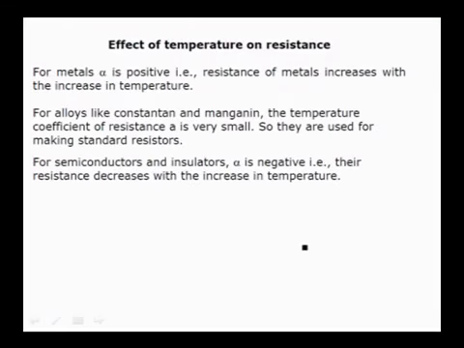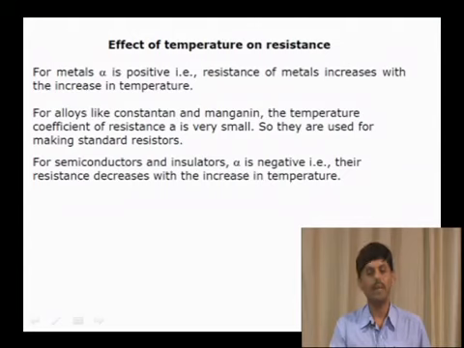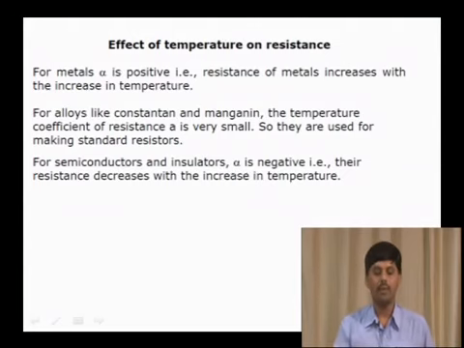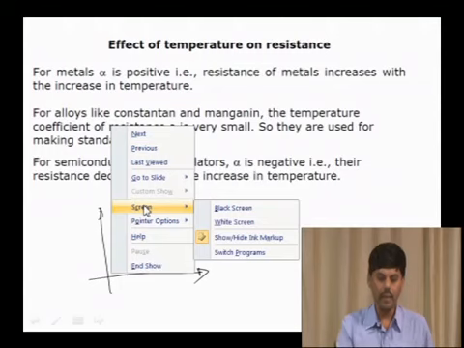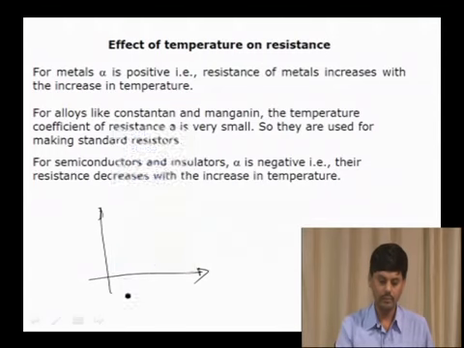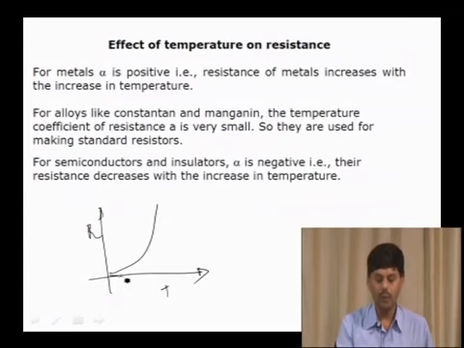Effect of temperature on resistance. For example, we are going to consider metals, alloys and semiconductors. In case of metals, we have a variation of resistivity with temperature, and we get a curve like this. It means that if you vary the temperature, resistance also increases.